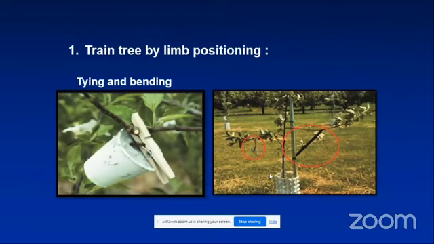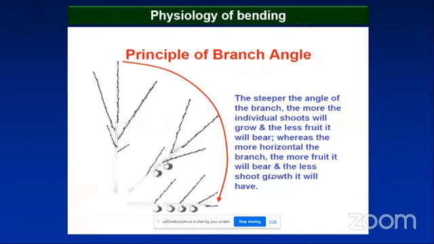This is one of the models that trains the tree by limb positioning. That is how the branches and spurs are being trained by limb positioning, tying and bending. From the picture, it is very much clear how we use these techniques for making a particular structure. And then what is the principle of branch angles?